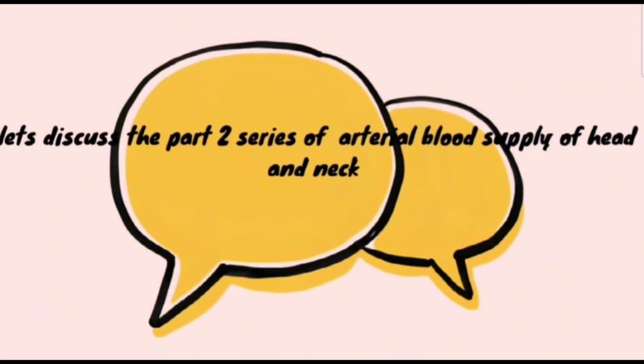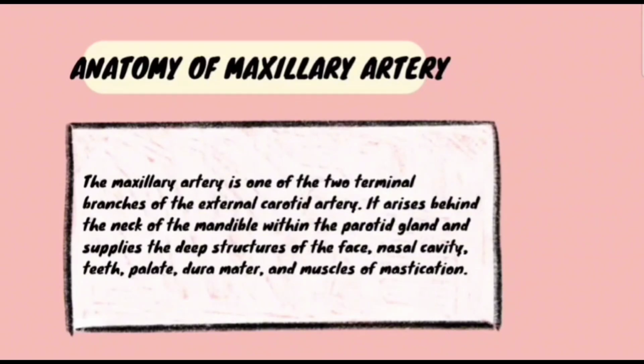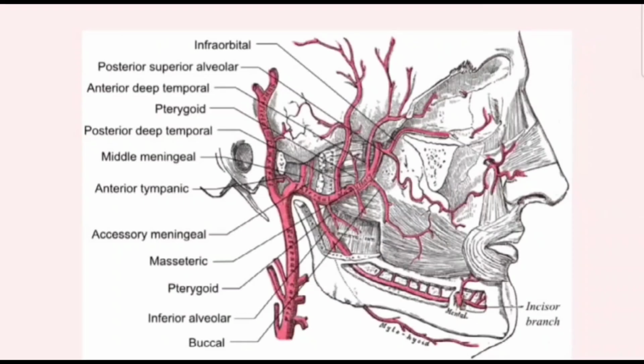Okay, let's discuss part 2 of the series on arterial blood supply of the head and neck. What is the anatomy of the maxillary artery? The maxillary artery is one of the two terminal branches of the external carotid artery, and it arises behind the neck of the mandible within the parotid gland. It supplies the deep structures of the face, nasal cavity, teeth, palate, dura mater and muscles of mastication, and how you will see it here.